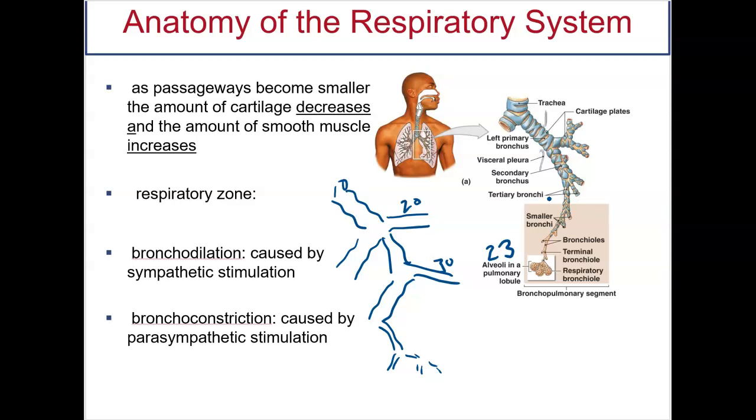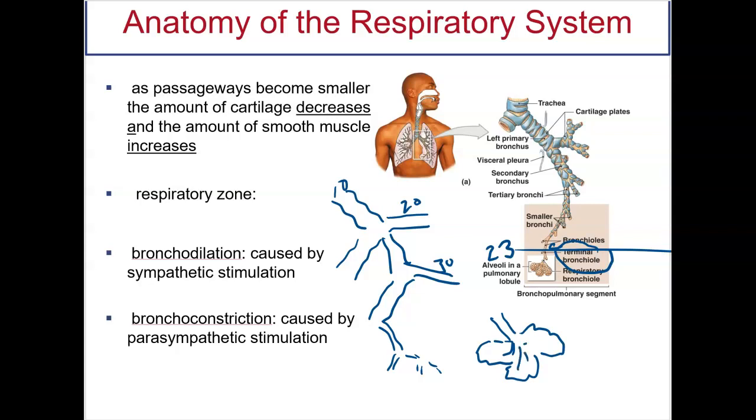I wanted you to also see this picture. So notice this is your terminal bronchiole. Remember, this is the end of the conducting zone. The respiratory zone starts with the little tube called the respiratory bronchiole. And then they kind of look like a cluster of grapes if we were to look at the alveoli coming off. So we'll have the alveoli, and usually there's a little duct there.